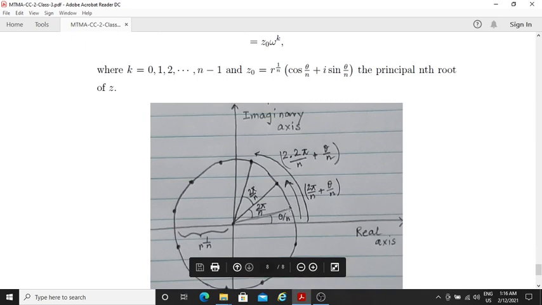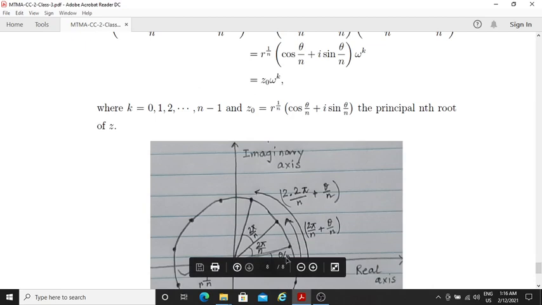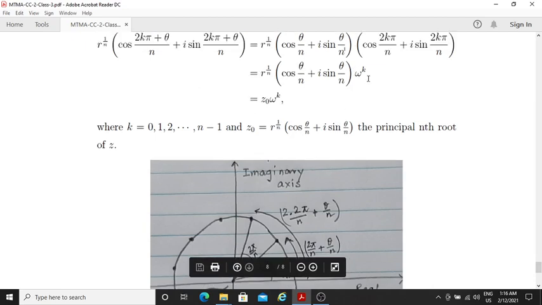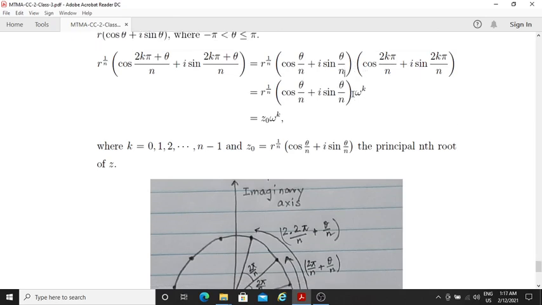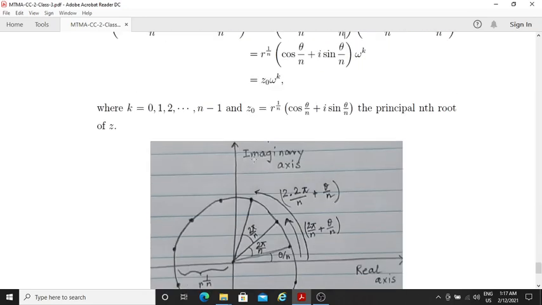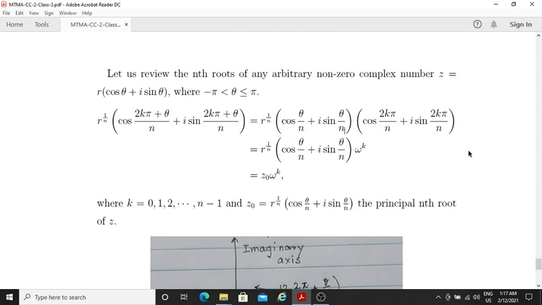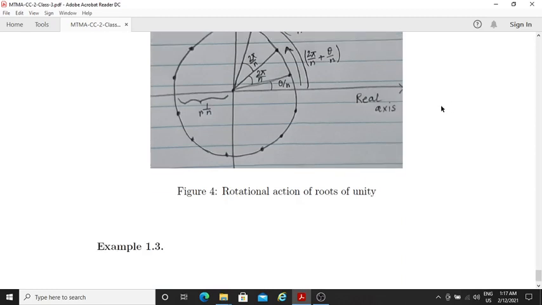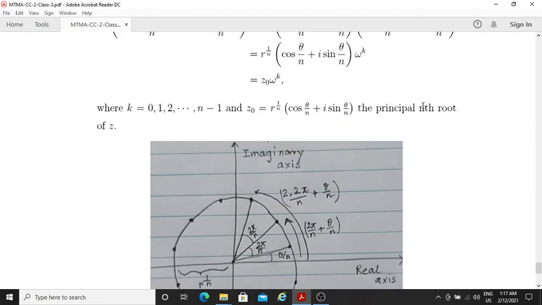That corresponds to k equals 1, and then this rotation by 2π/n is merely multiplying by ω. The first time you multiply by ω, you rotate by 2π/n. Two times you multiply ω to z0, you will be rotated twice and you will get this point. That is how the roots of unity are associated with the roots of any complex number. So that is why it is important for you to learn about roots of unity.